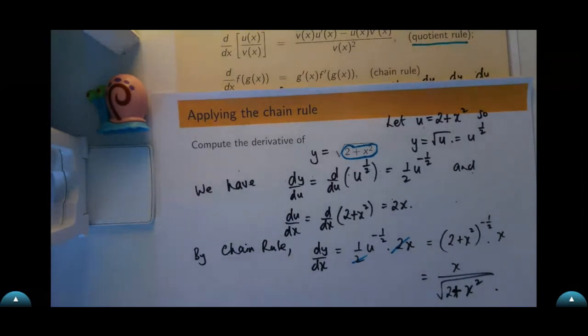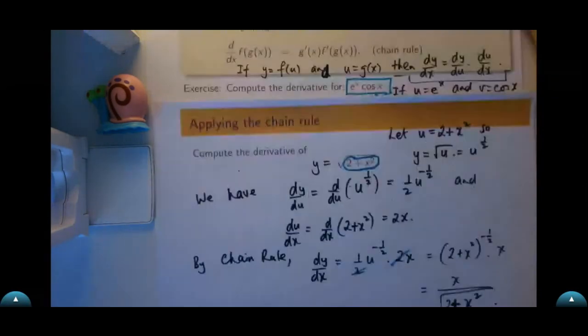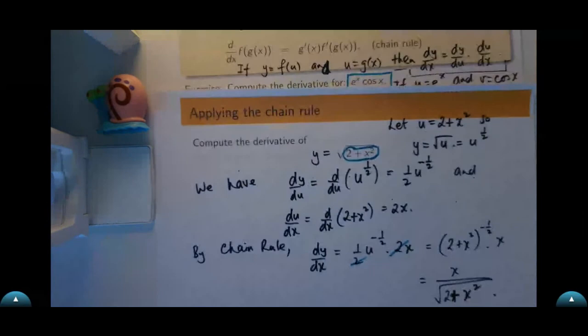This is a chain rule. So the 3 big ones: product rule, quotient rule, and chain rule. Excellent, everyone.